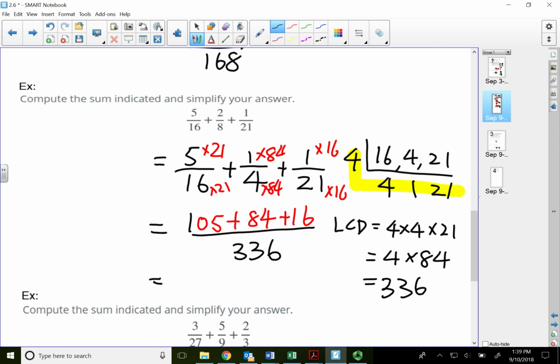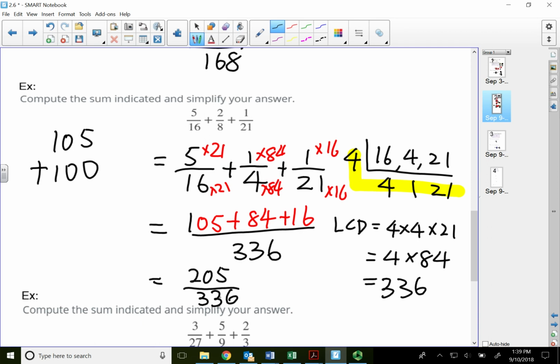All right, let's add this up and see. Okay, 84 plus 16 will be something nice. That's 105 plus 84 plus 16, 8, 9, 10. That's actually 100. So that will be 205 over 336. All right.